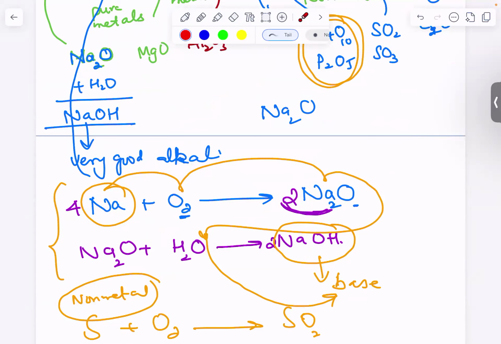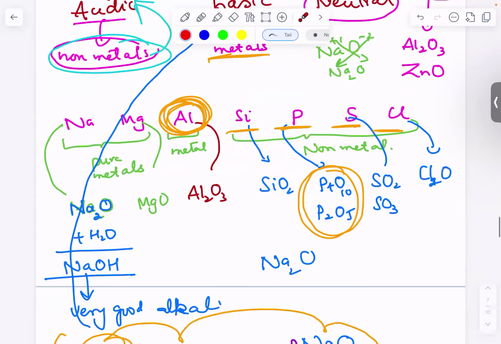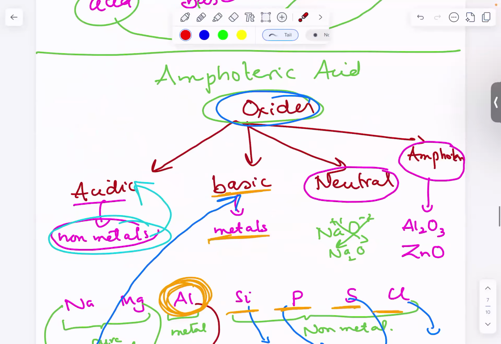All right. After that, I left the lesson at amphoteric acid. So don't mix them. This is amphiprotic species and amphoteric acid, right? Now, before telling you about the amphoteric acid, I was telling you about the oxides, that there are four types of oxides. Number one, acidic. Number two, basic. Number three, neutral. And number four, amphoteric oxide.